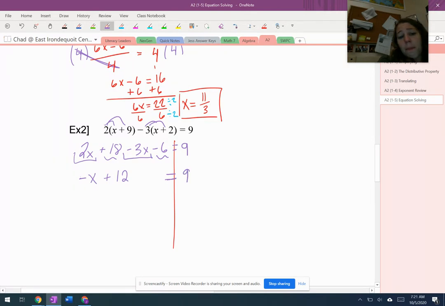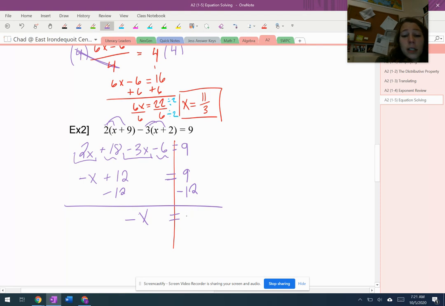Equals 9. Get rid of the 12 by minusing 12 from both sides. Now notice here, I am using inverse operations because I'm moving the 12 over to the other side of the equal sign. Over here, I was just combining like terms. That's the difference. So negative x is equal to 9 minus 12, which is negative 3.